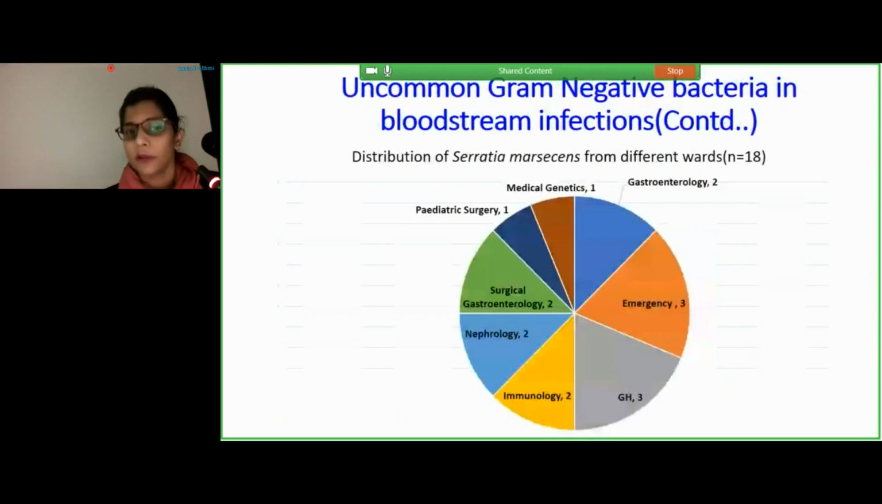Coming on to the next pathogen, which is Serratia marcescens. We identified almost 18 Serratia isolates from different wards, and we can see in the chart that the maximum isolates were from emergency and general hospital. There were 3 isolates each from these wards, followed by surgical gastroenterology, nephrology, immunology, and gastroenterology. From there, we isolated 2 such species each, followed by pediatric surgery and medical care.